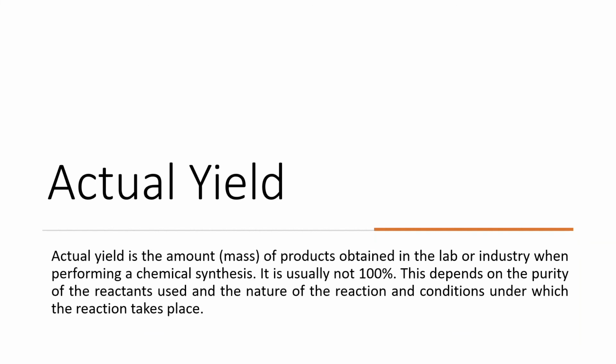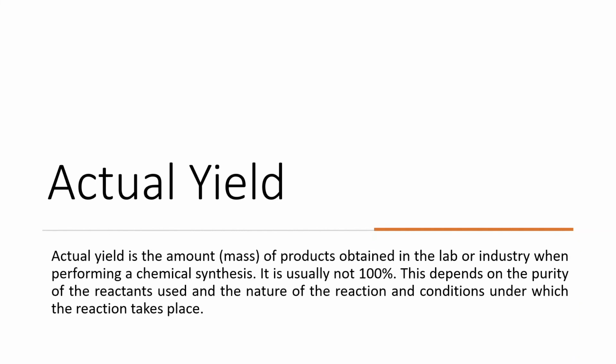Now we have one more term, it's called actual yield. Actual yield is the amount of products obtained in a lab or industry when performing the chemical synthesis. In this case, we are preparing magnesium oxide from magnesium and oxygen. So if you took 16.3 grams, you would have obtained the quantity that we calculated. Normally, that's the value that we should have got. But when you perform an experiment, it's not possible all the time to get the 100% yield that the equation tells us we should have.